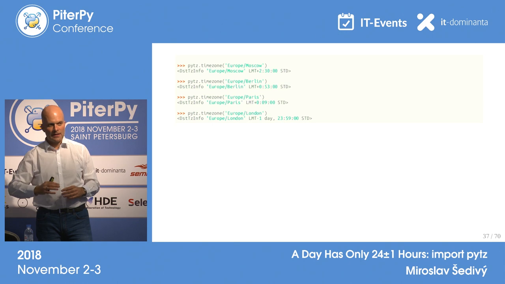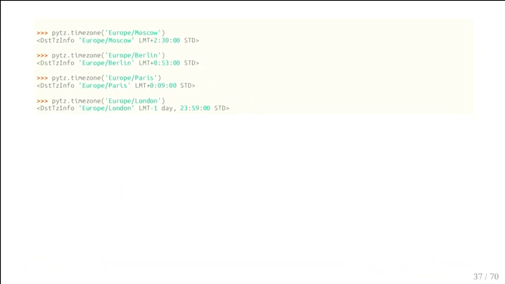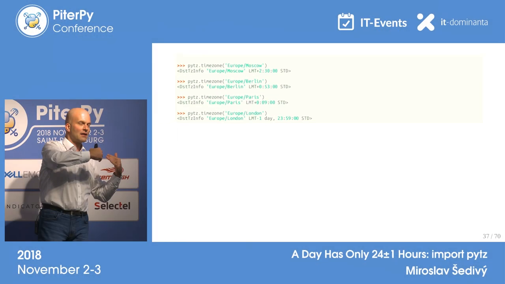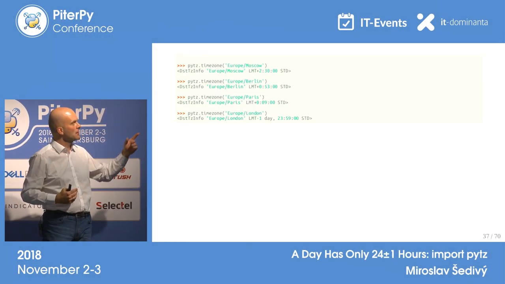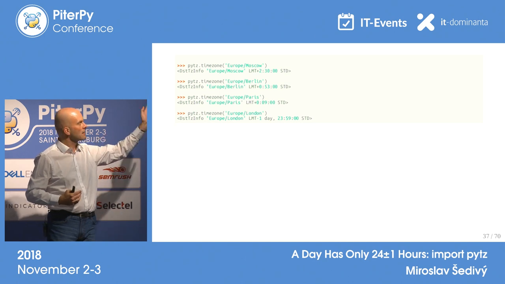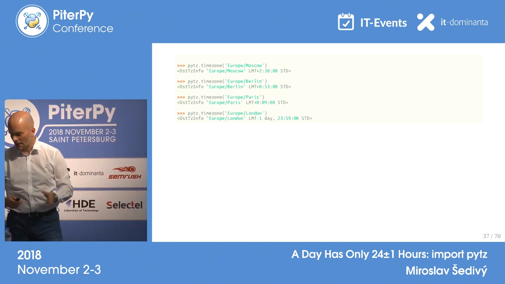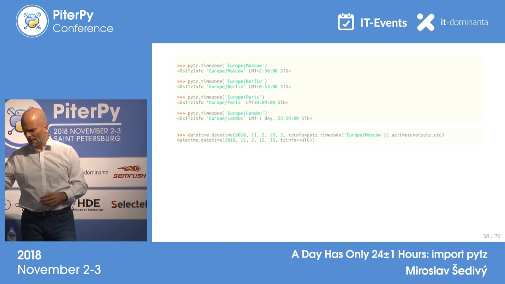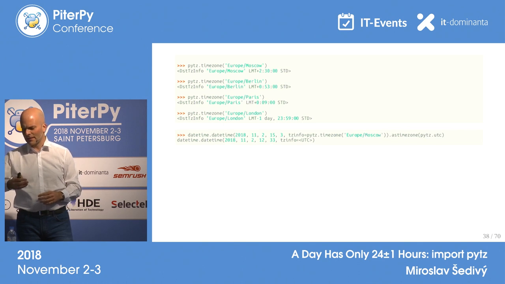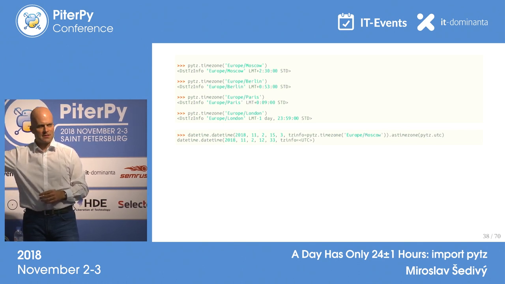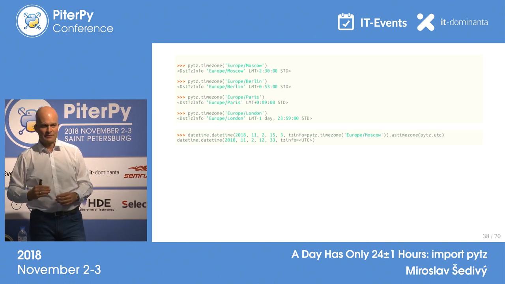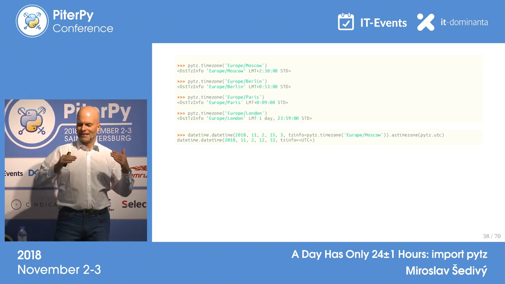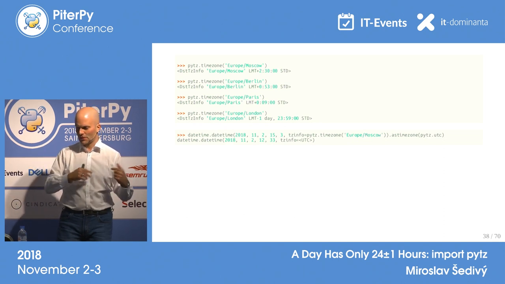If you just instantiate a time zone object of pytz, Europe/Moscow, you will see this 2 hours and 30 minutes offset. So this is not the current, this is the first local time that was observed over 100 years ago. For Berlin, it's like 53 minutes ahead of Greenwich, Paris 9 minutes, and London is 1 minute back, because London is not Greenwich. If you just instantiate a datetime object and tell it tzinfo is this pytz object, it will be wrong, because pytz has to be used differently. I will show you immediately now.